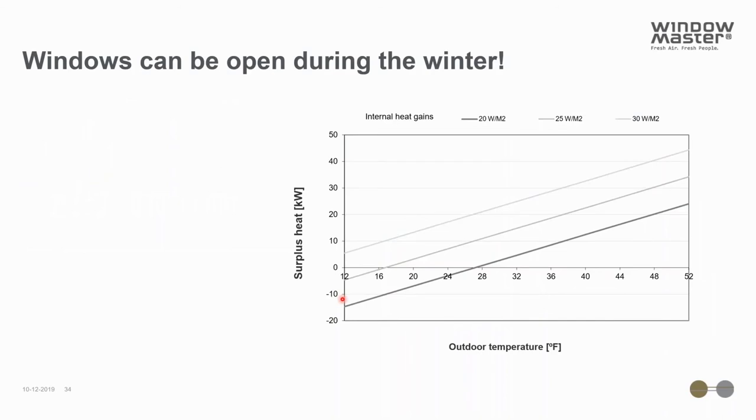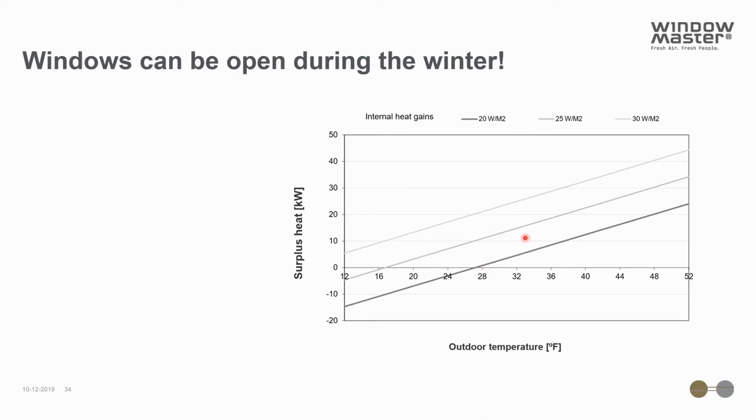And you can maybe ask, does it make sense to open the windows during the winter? But what we actually see in modern high-performance buildings is that they are so very well insulated and airtight that we often have a surplus of heat, even at very low outdoor temperatures. Here you can see the different lines represent different internal heat gains in the building, different examples. And you can see with an internal heat gain of 20 watt per square meter, you will have a surplus of heat in the building even at the freezing point.